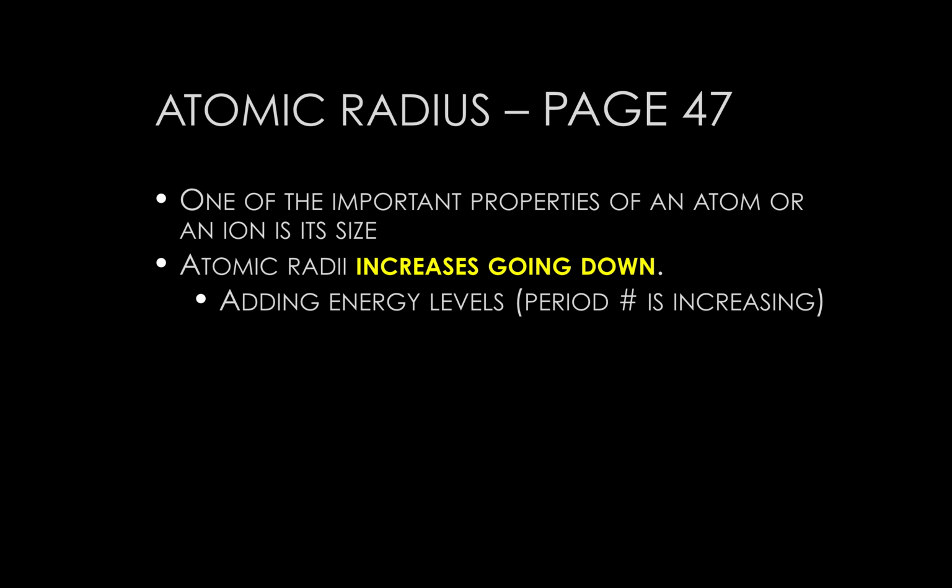For example, lithium is in the second period, so it has 2 energy levels, versus francium, which is in the 7th energy level, so it has 7 rings, versus lithium, which only has 2, so francium is bigger.